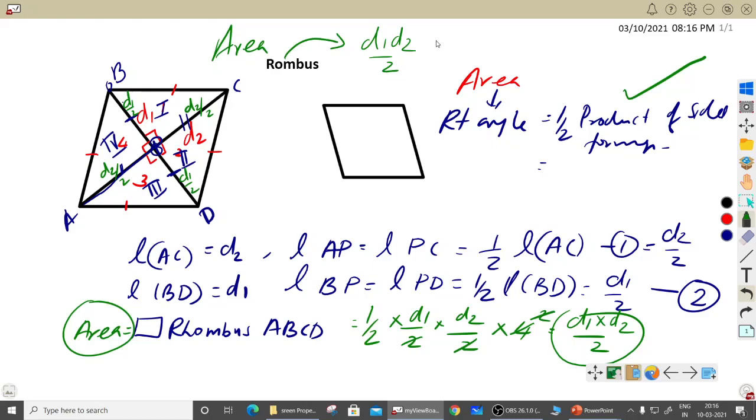In words, half into the product of the length of diagonals, my dear students. This is the learning now.